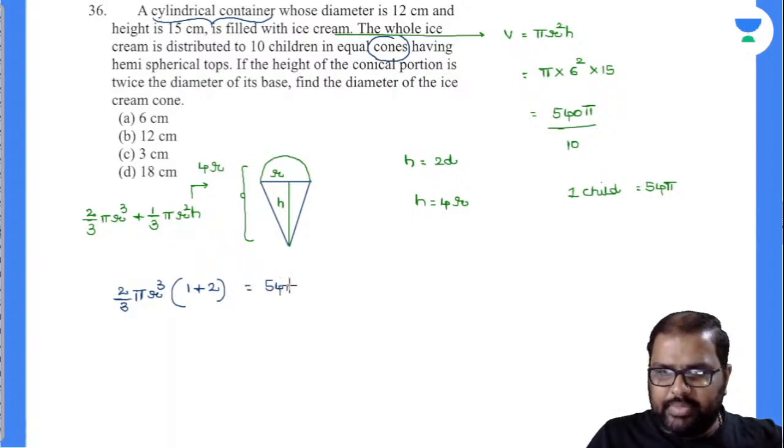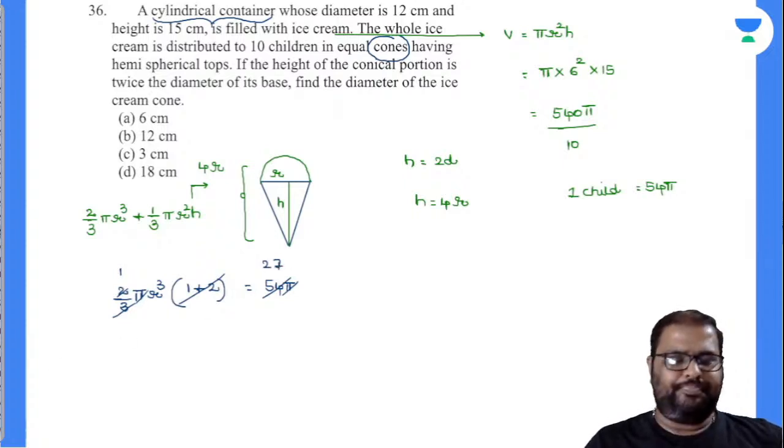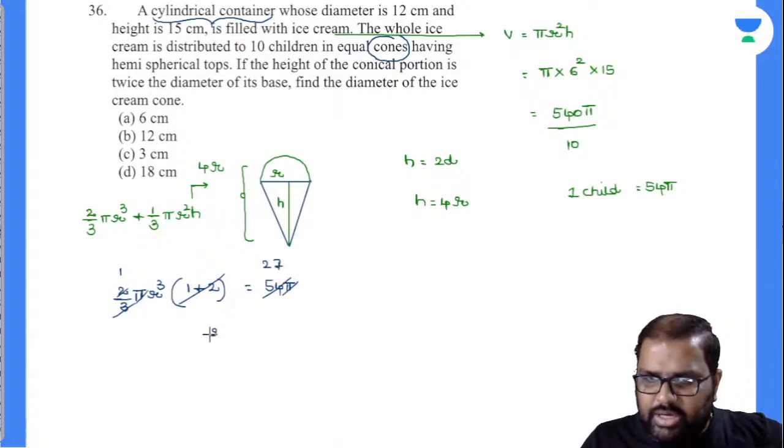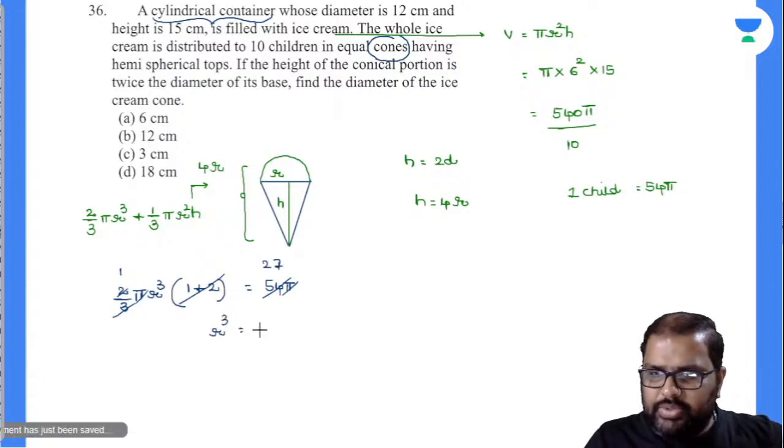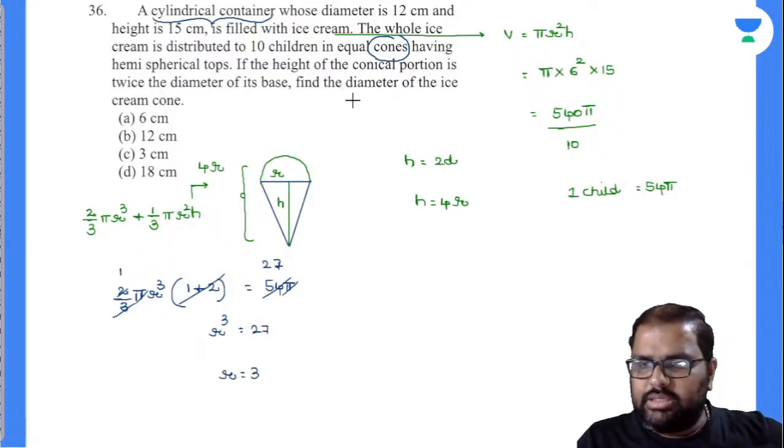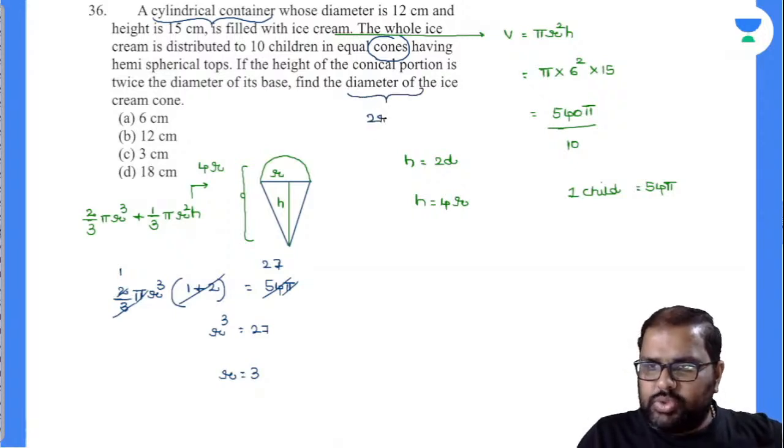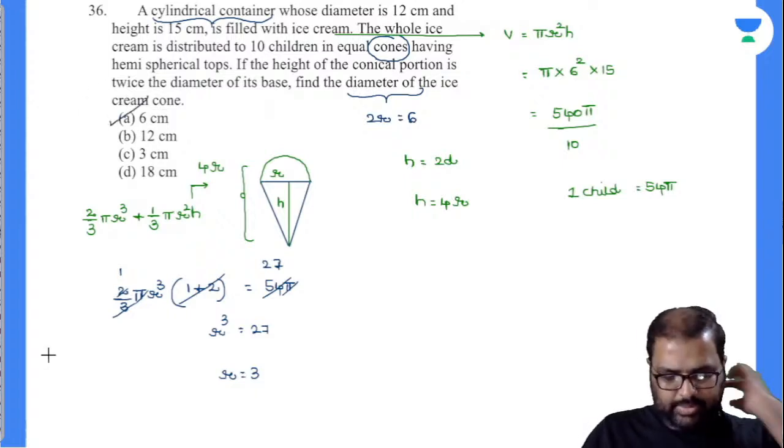Am I right or wrong? Yes, perfectly. This 3 gets cancelled. Pi gets cancelled. 2 1s are 2. This is how much, beta? 27 2s are 54. Am I right or wrong? Perfectly right. Now what is your r cube value? R cube value is nothing but equal to 27 and your r value is equal to 3. Don't jump to conclusions. You are asked to find the diameter of the ice cream cone. Diameter of the ice cream cone is 2r. 2r value is equal to 6 and my option number A satisfies there.